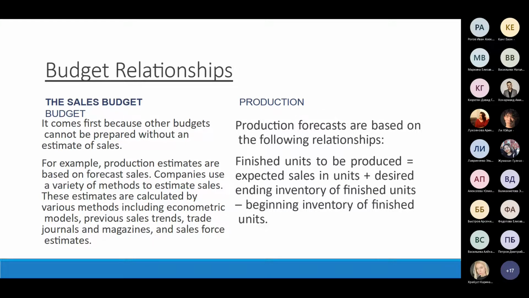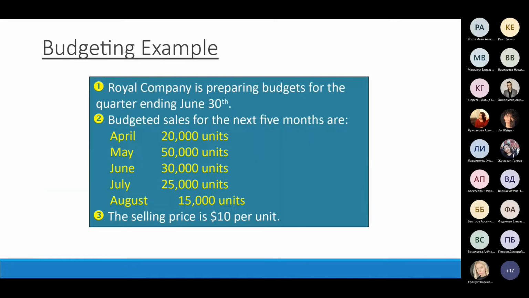So finished units to be produced is calculated as expected sales plus desired end inventory minus beginning inventory of finished units that you already have at your warehouse. Let's see how it works in reality.